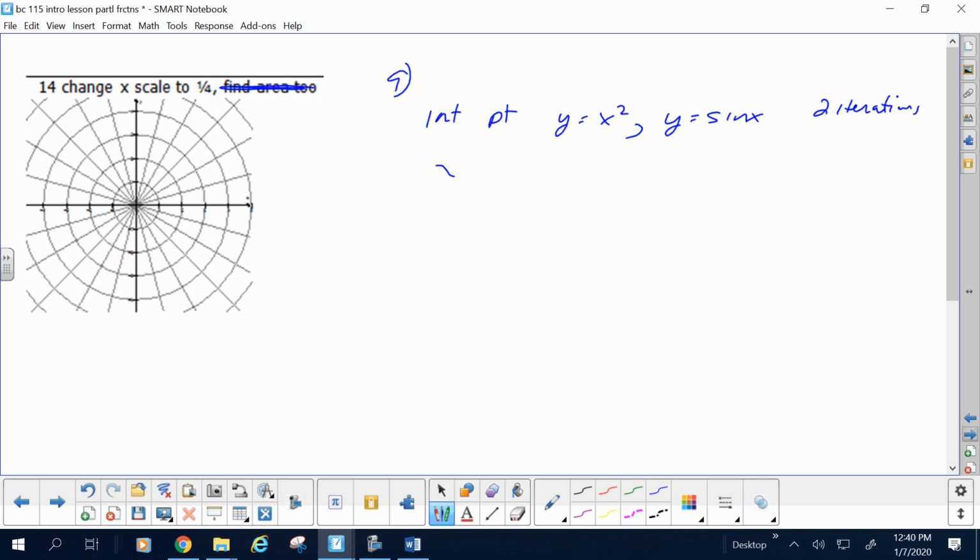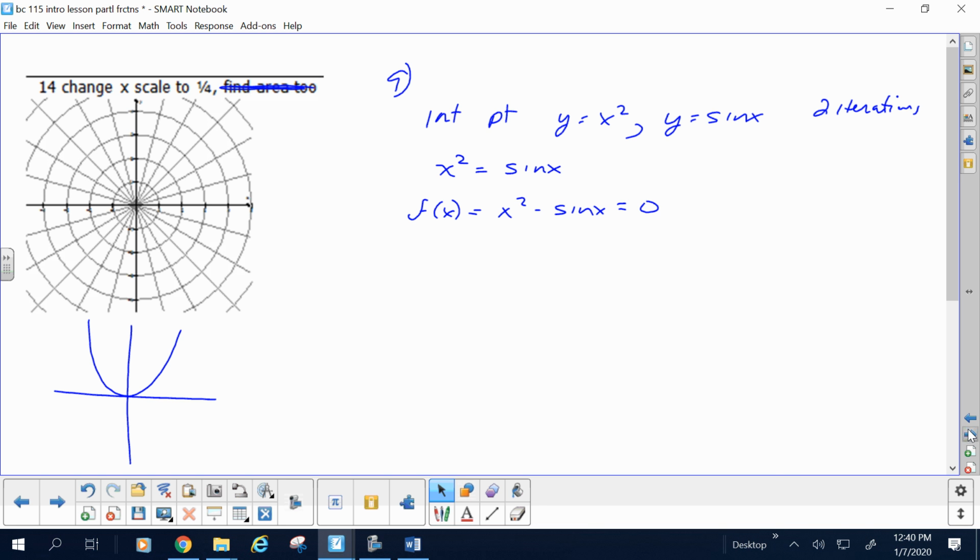But wouldn't you agree I'm trying to solve the equation x squared equals sine of x? Does Newton's method find intersection points or does it find zeros? Zeros. So how do I make it a zero problem? All right, let f equal x squared minus sine of x, and I want to find the zeros, yeah? Here's sine, here's x squared.